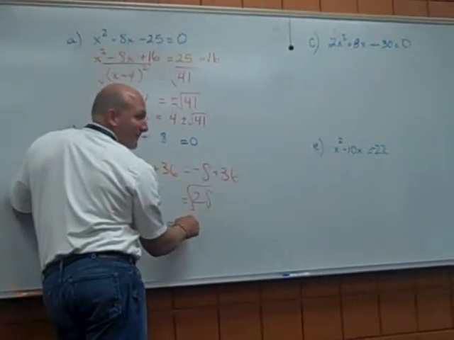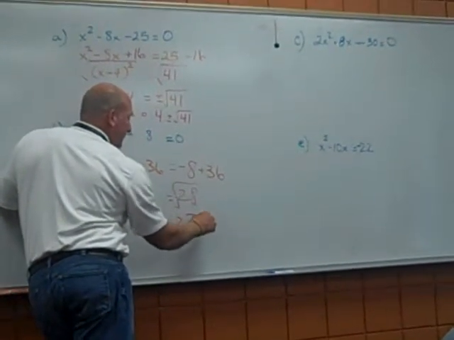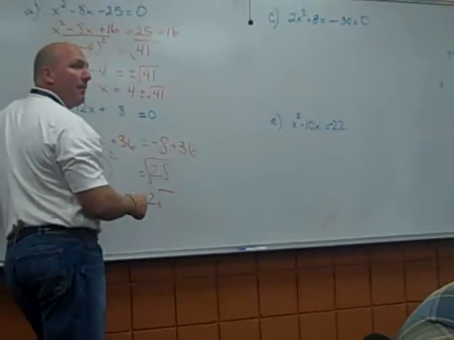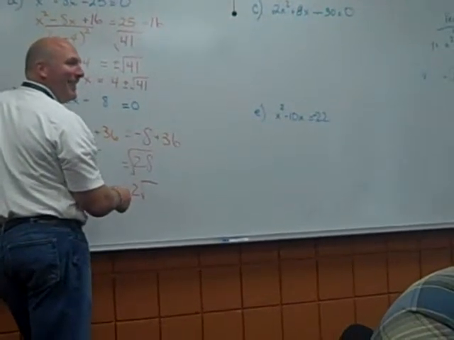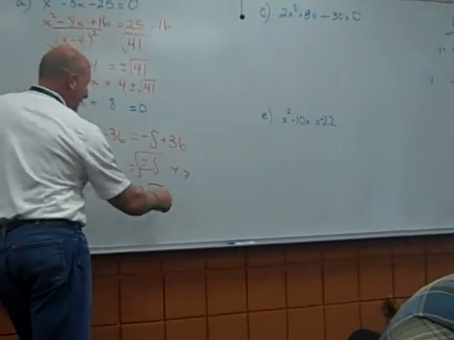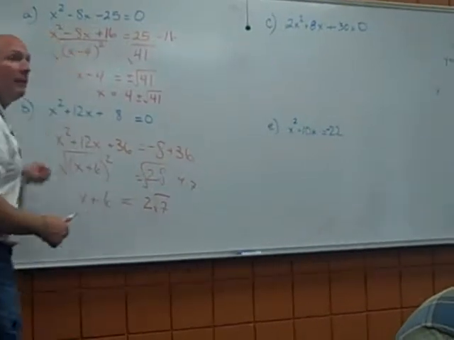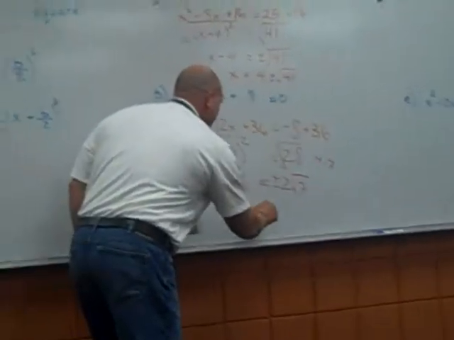Is it 2? I have no idea. It's 2 something. Well, what's perfection? You know what perfection looks like. Is it 7? Square root of 7? What am I missing? Plus 6. Plus or minus. Now, x equals.